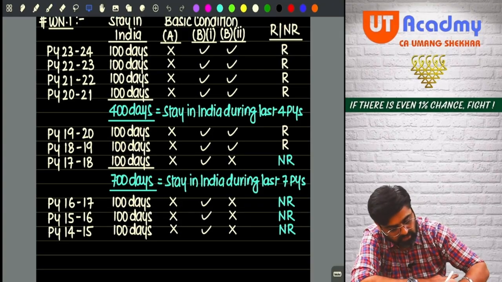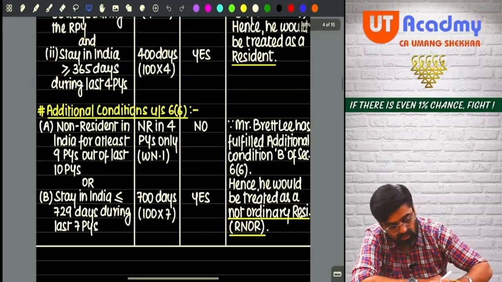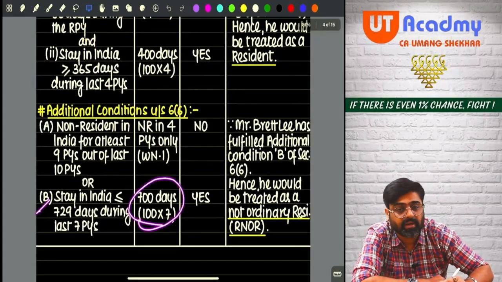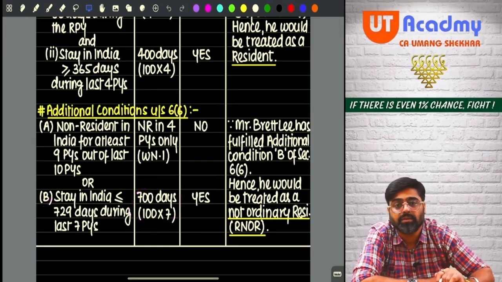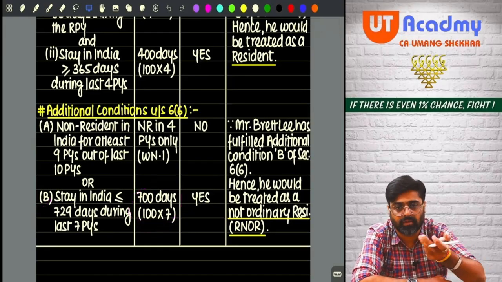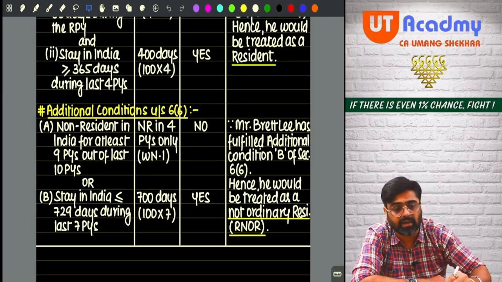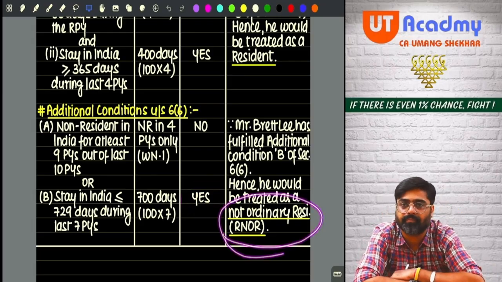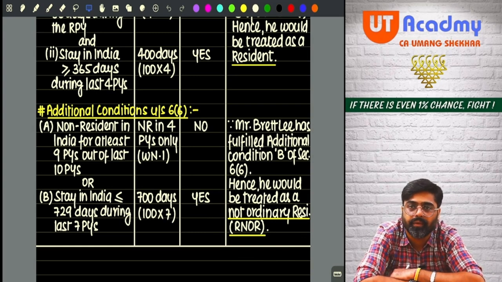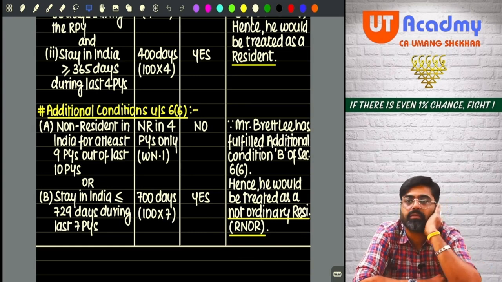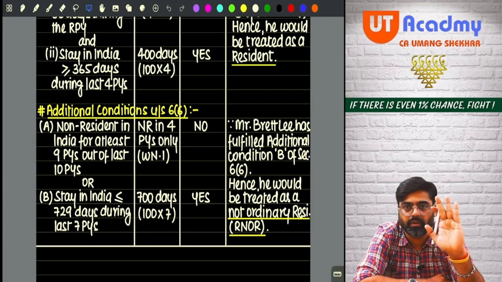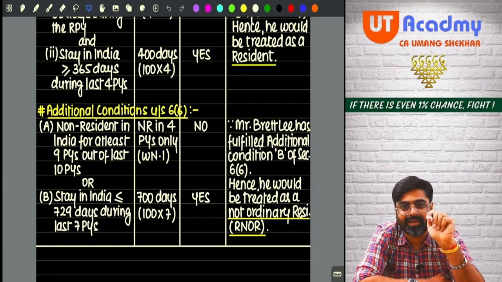So last 7 years, 700 days are there. I will write down that stay in India is 700 days during the last 7 previous years, which is less than 729, meaning this condition is fulfilled. If A or B, any one additional condition is fulfilled, you become RNOR. Can you present your answers like this? Sure? Now pay attention.